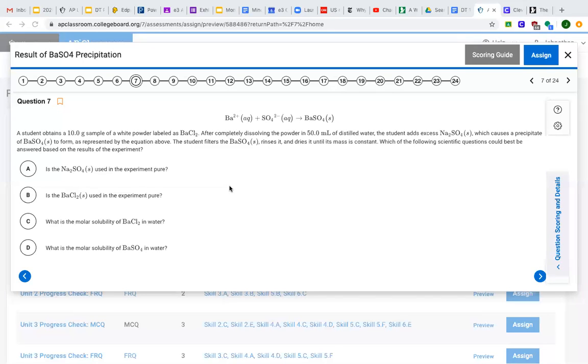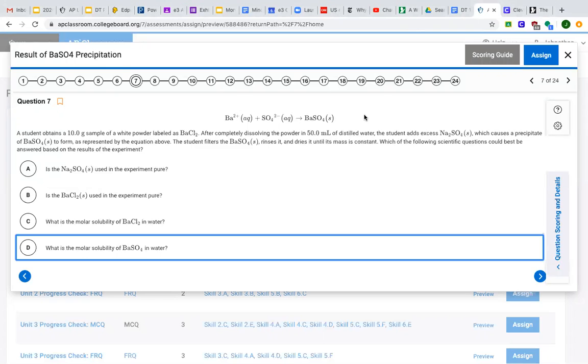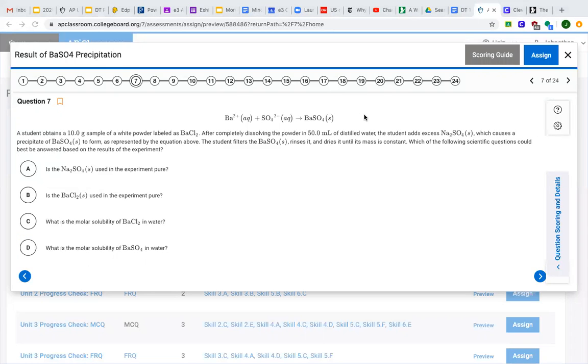Okay, all right, guys. So a student obtains a 10-gram sample of a white powder labeled barium chloride. After completely dissolving the powder in 50 milliliters of distilled water, the student adds excess sodium sulfate solid, which causes a precipitate of barium sulfate to form, as represented by the equation above. The student filters the barium sulfate, rinses it, and dries it until its mass is constant. Which of the following scientific questions could best be answered based on the results of the experiment?